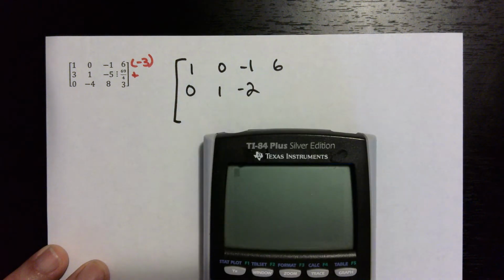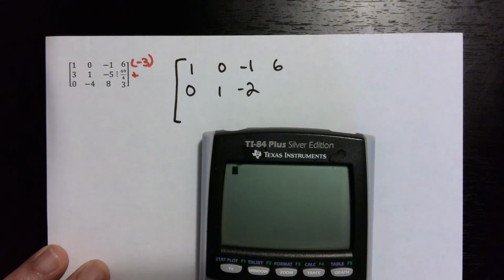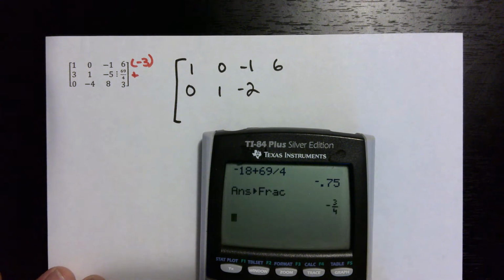Let's do that. So we get -18 plus 69 over 4. And that is -3/4.